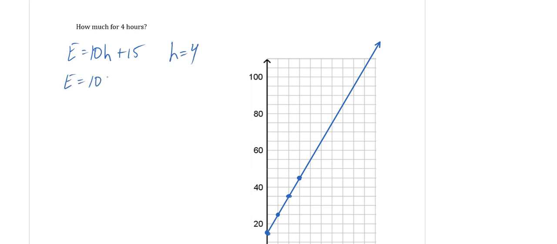So if it starts at 15, and then it goes up 10 from there. So after 1 hour, I'm at 25, which matches the table. After 2 hours, I'm at 35. After 3 hours, I'm at 45. That all matches the table as well. So E equals 10H plus 15, and H is 4. What's 10 times 4?